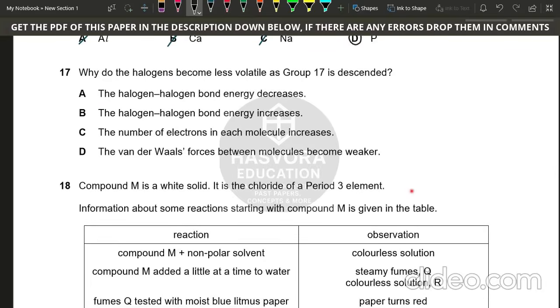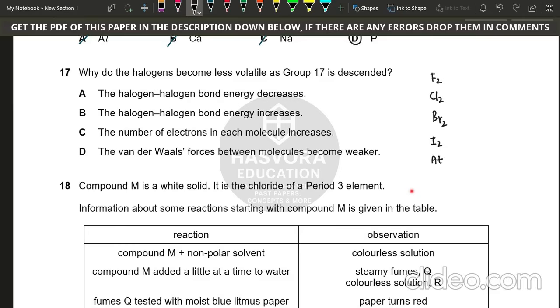Okay, question number 17 says, why do the halogens become less volatile as group 17 is descended? So actually what happens is that we move from fluorine to chlorine, then bromine, then your iodine, and then your astatine.